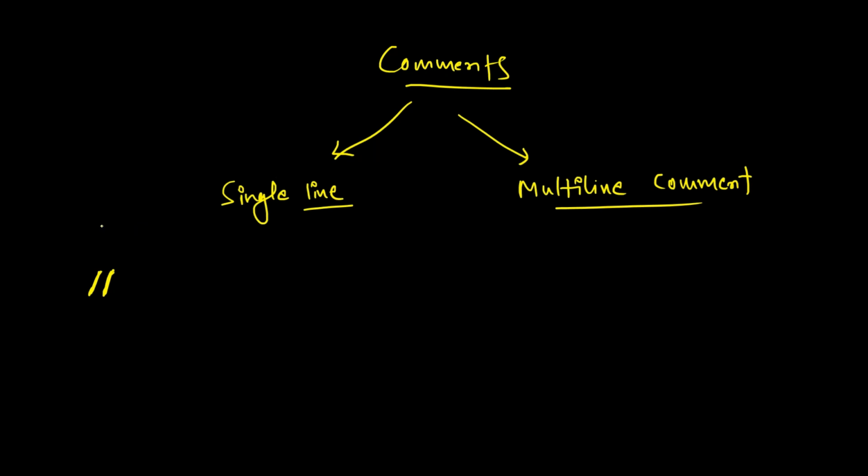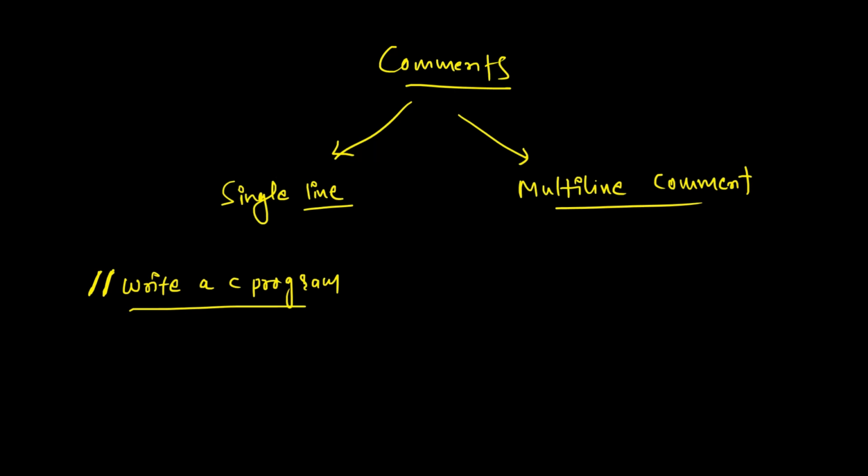Suppose, let's say, I want to write a program definition: write a C program. This will be considered as a comment. What does the compiler do when it encounters a comment line in the program? It just ignores it. The compiler does not convert this comment section code into executable code.